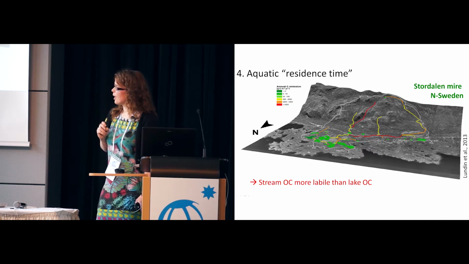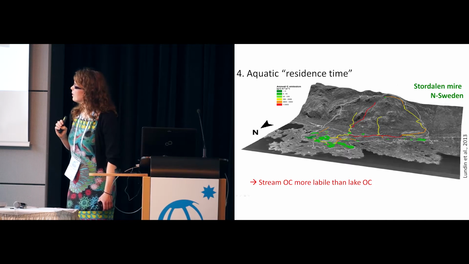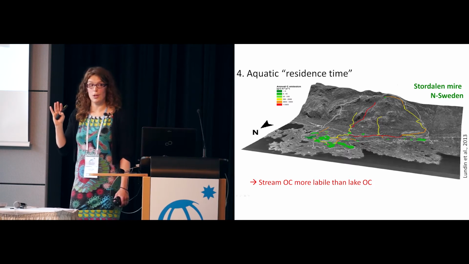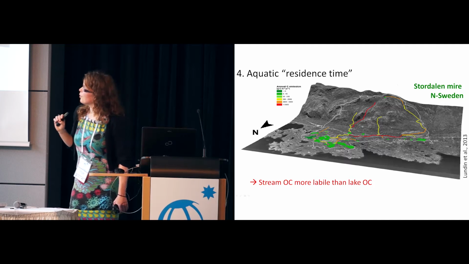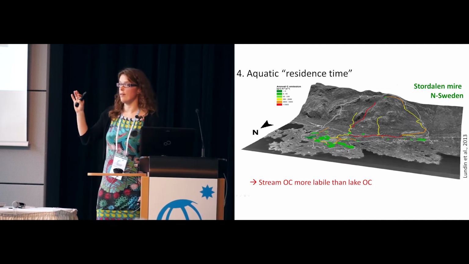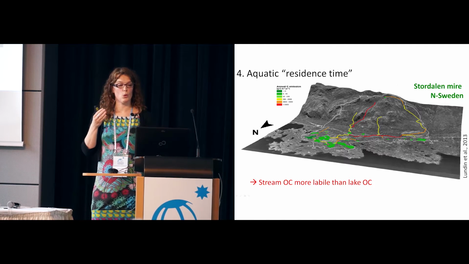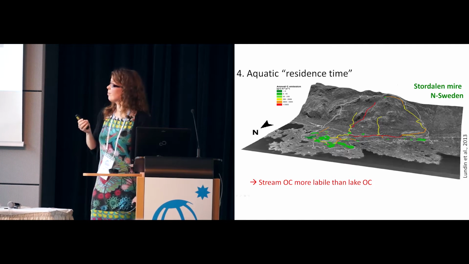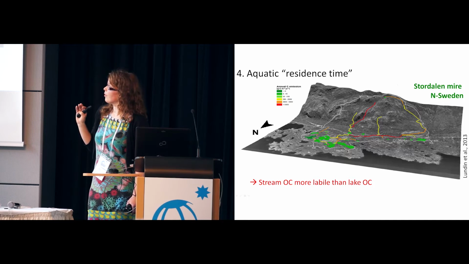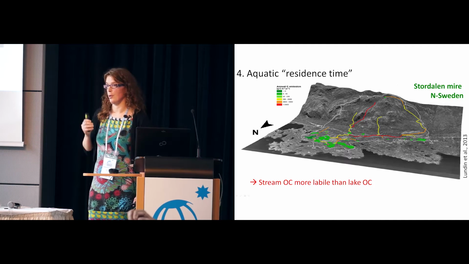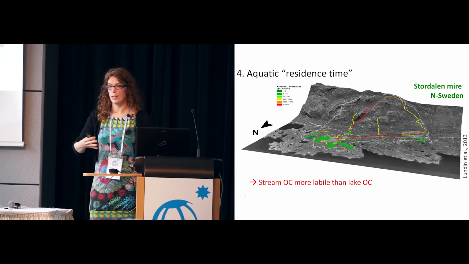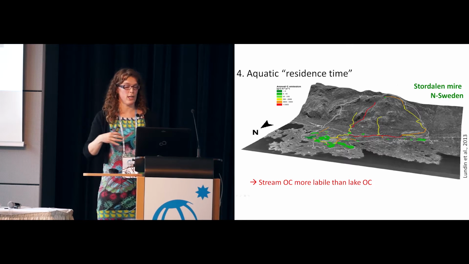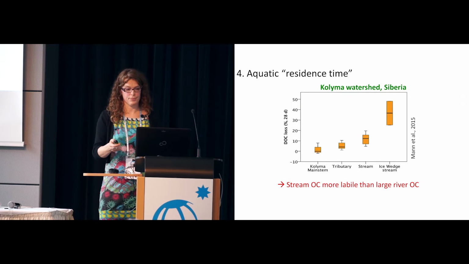And aquatic residence time is also something that plays a large role. This is an example of northern Sweden, the Stordalen and Miere catchment. I don't think you can read the numbers, but anyway, in green are the lakes. They have relatively low aquatic carbon emissions, whereas some of the streams are dark red, and they have very high carbon emissions. So the streams receive organic matter from the soil very directly, and so this material is fresher and can be degraded instantly, while in lakes, the organic matter has been floating around for a while already.